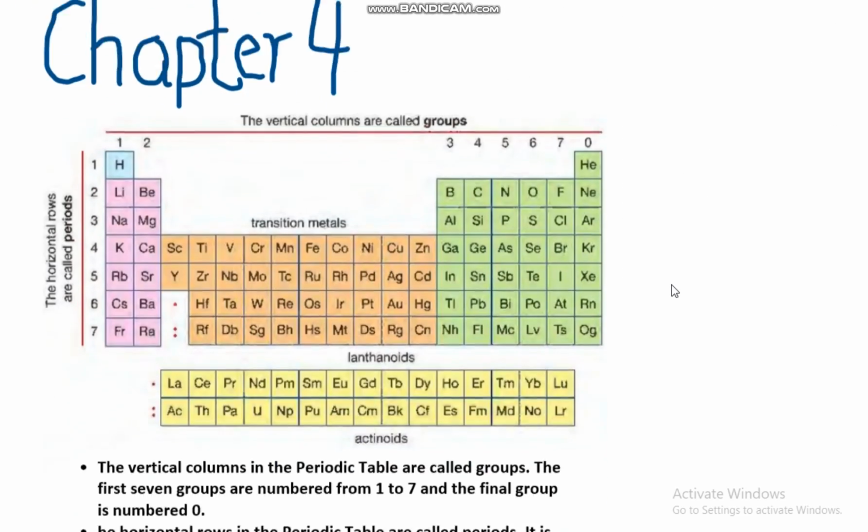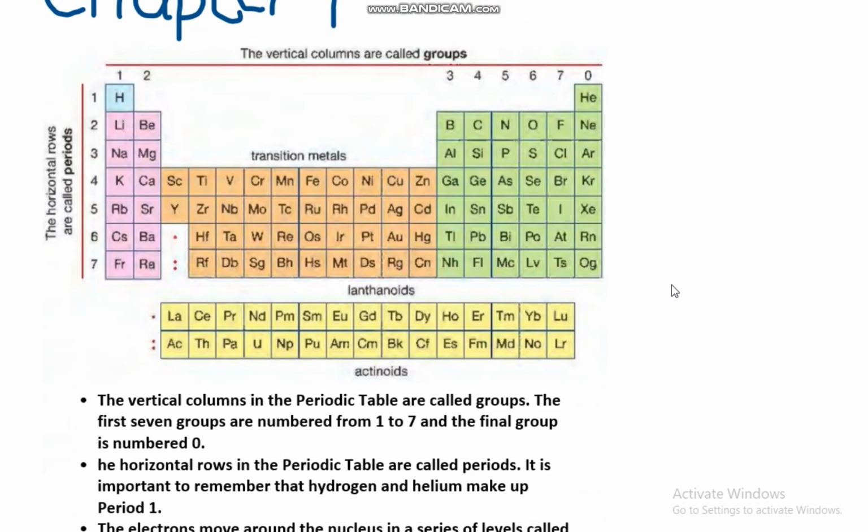So we'll move on to chapter 4, which talks about the periodic table. So first of all, I would like to say that vertical columns in the periodic table are called groups, and the horizontal rows are called periods. So this is first group, second group, third group, fourth, fifth, sixth, seven, zero. Zero, I will talk about the zero group, and this is how we label the periodic table in the names of groups.